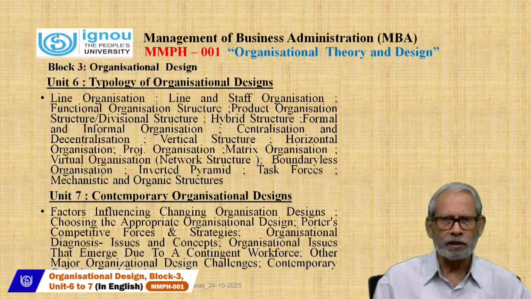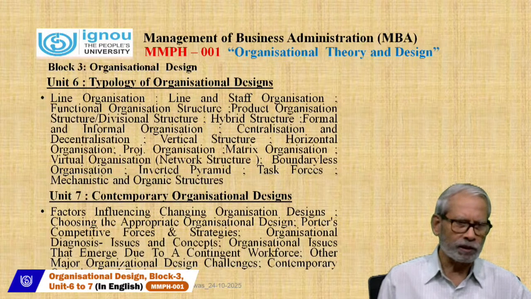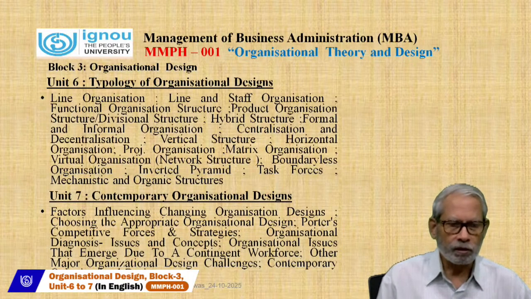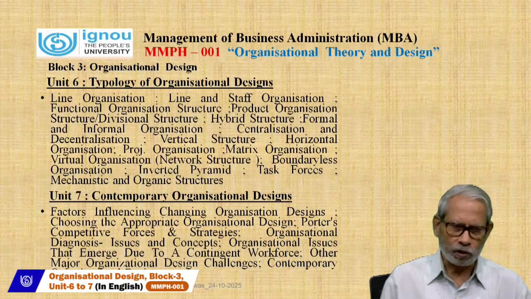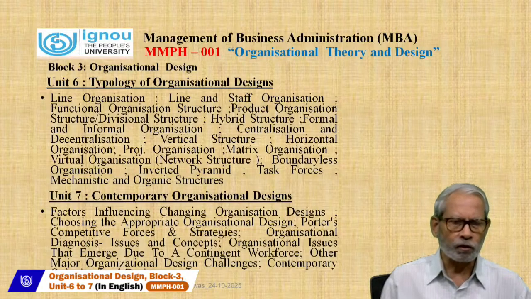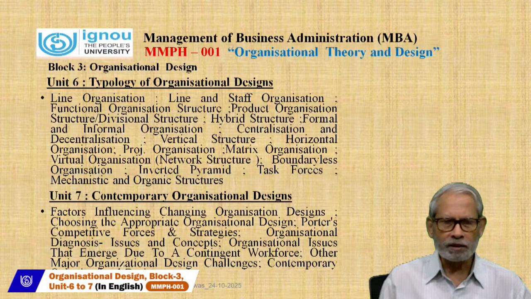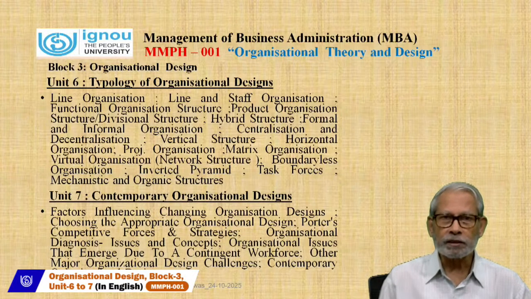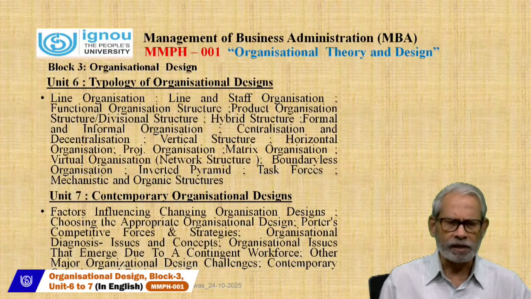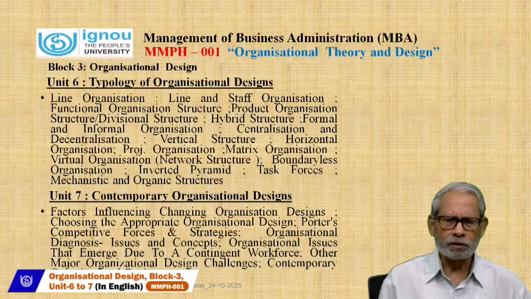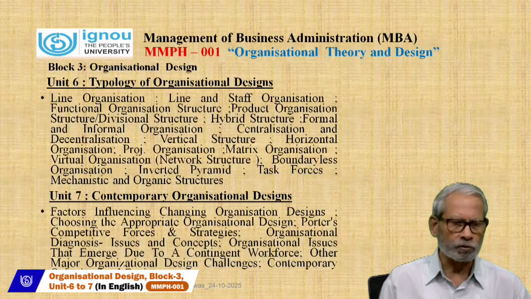Further, the unit contains functional organization, line and staff organizations. Then you have to see the functional organizational structures, hybrid structures, and formal and informal organizations, centralization and decentralization, that you also have to see. Then horizontal, hybrid, matrix, different types of network structure that you have to see, and the boundaries, basically boundaryless structure.